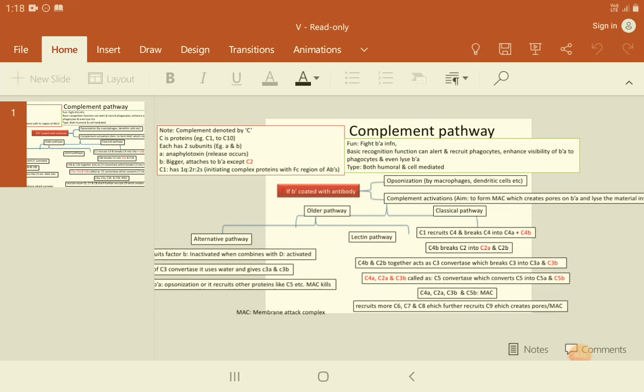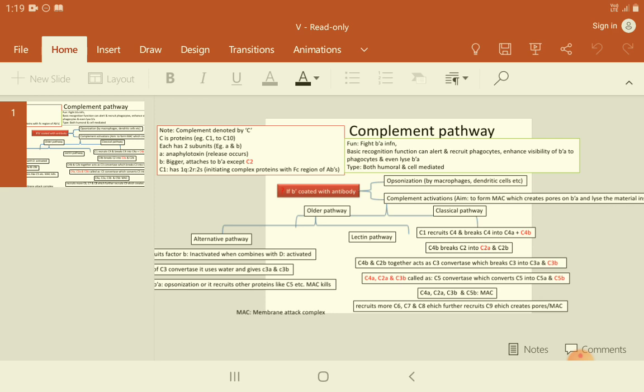Let us understand about the complement pathway. The function of the complement pathway is to fight bacterial infection. Its basic recognition function can alert and recruit phagocytes, enhance visibility of bacteria to phagocytes, and even lyse the bacteria. So, it involves both humoral and cell mediated immunity.